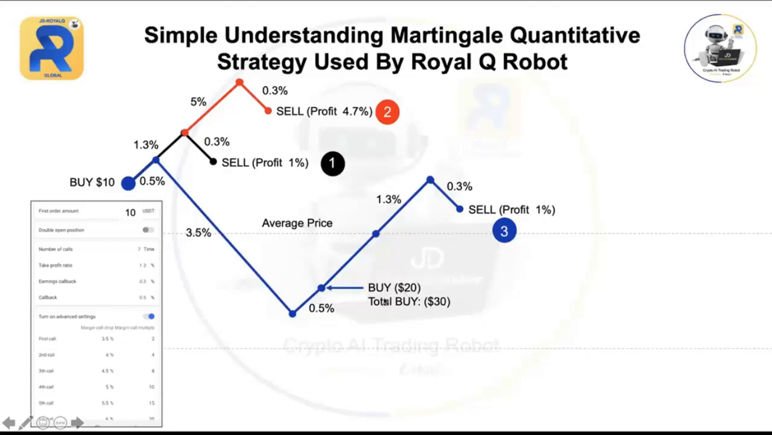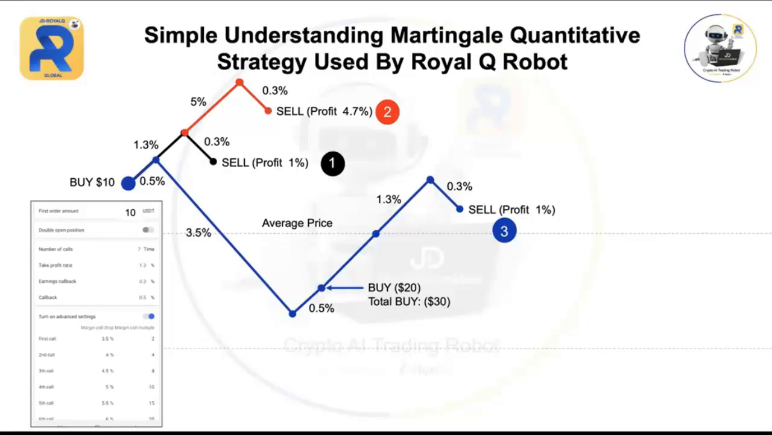But please understand, when the robot opens a new order, this order will be added with the earlier buy, which is $10. So there will be a total cumulative of $30 order now sitting at this point. All right, now just imagine if the market goes further up, all the way to 1.3% from the new average price, the robot then will close the trade and it will call back 0.3 and then sell and take the profit for you at 1% of $30 now.